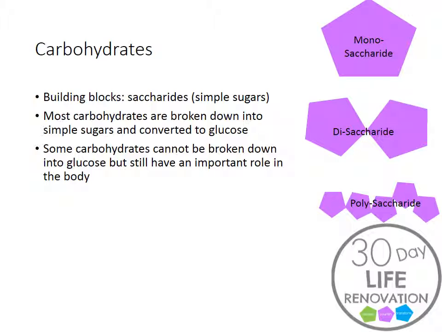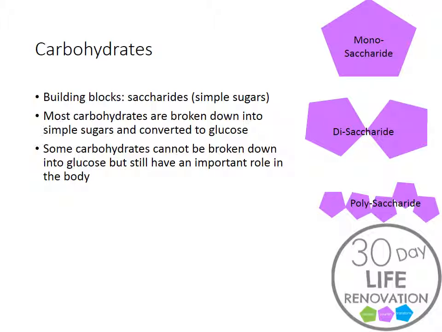So carbohydrates are made up of simple sugars or saccharides. And most carbohydrates are broken down into simple sugars and then converted to glucose. And this glucose is then used by our cells as a source of energy. And I say most carbohydrates because some carbohydrates actually cannot be broken down by the body. So they are not broken down into glucose, but they still have a very important role in the body. And we'll talk about what those are.